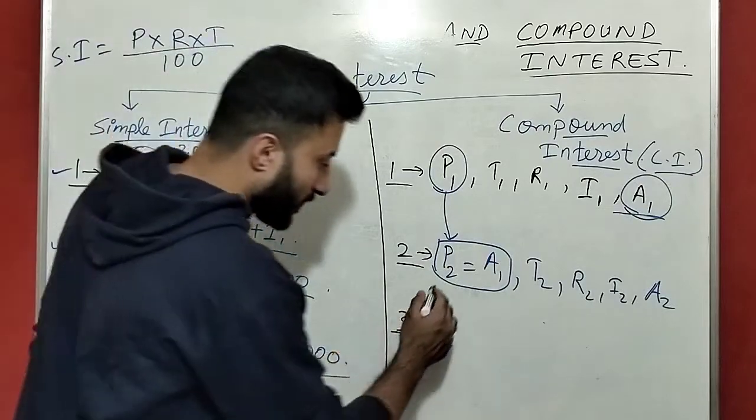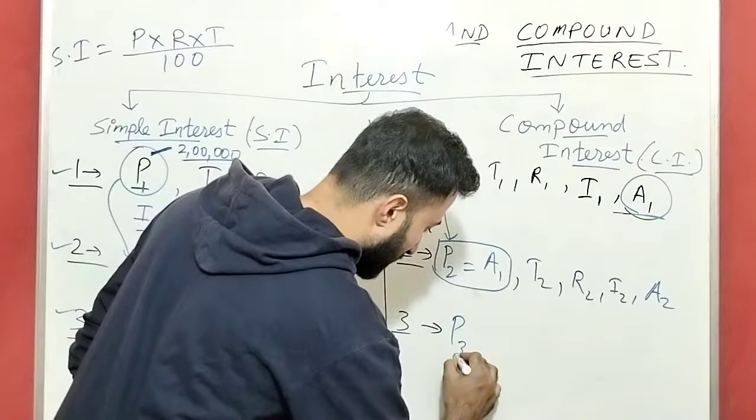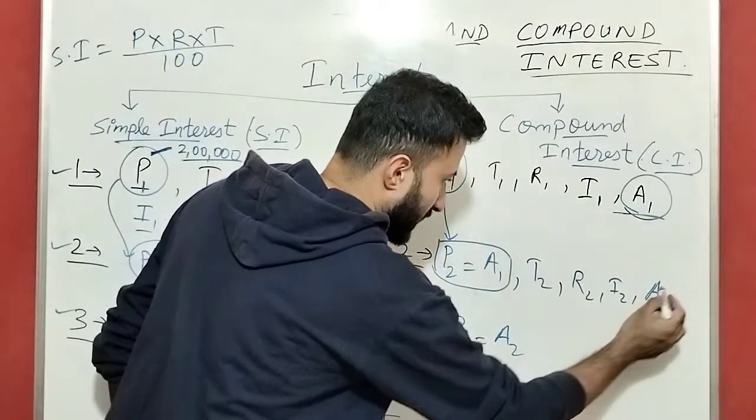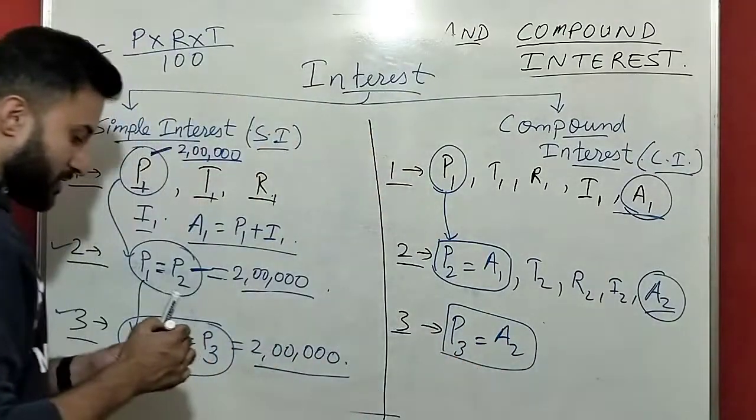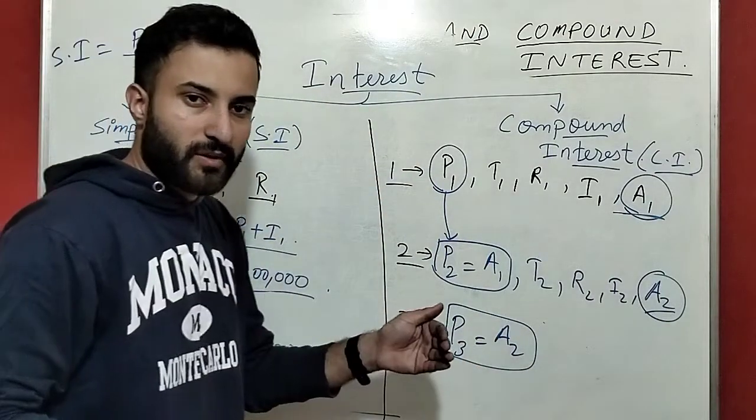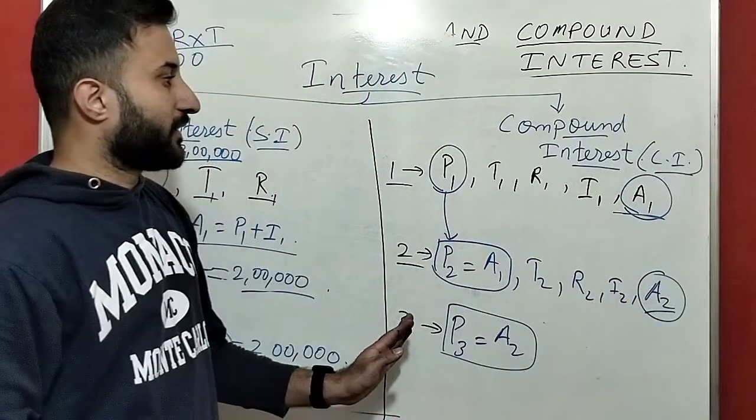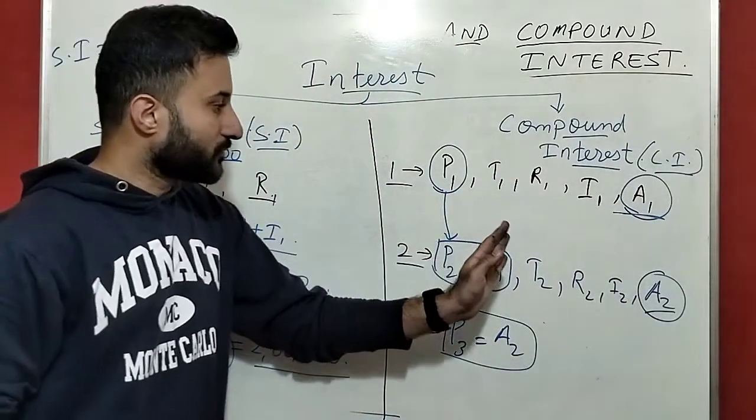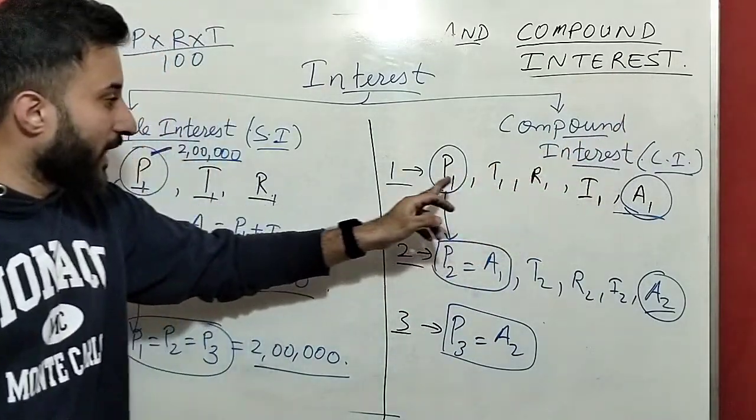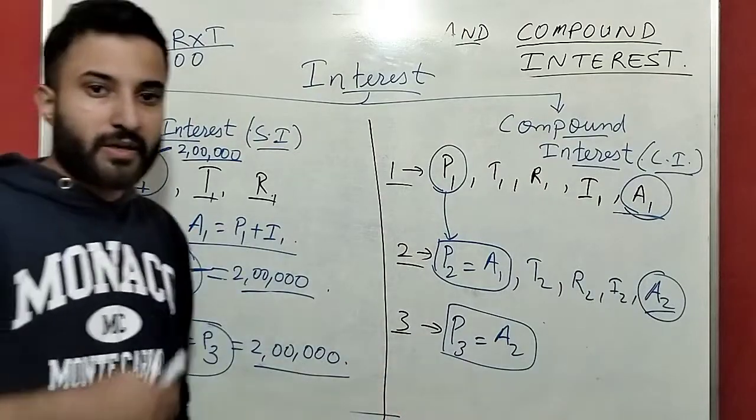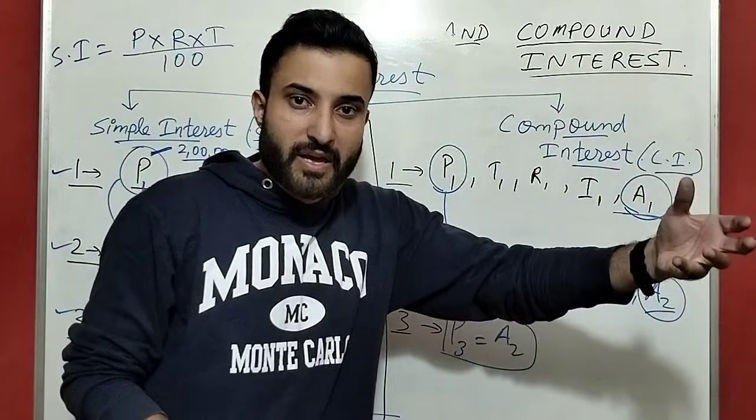Then what is the principal for the third year? Principal for the third year is the amount for the second year. Principal for the fourth year means the amount for the third year. Okay, so it is like that only. In compound interest, what have we seen, guys? In compound interest, we have seen that the principal keeps on changing every year.